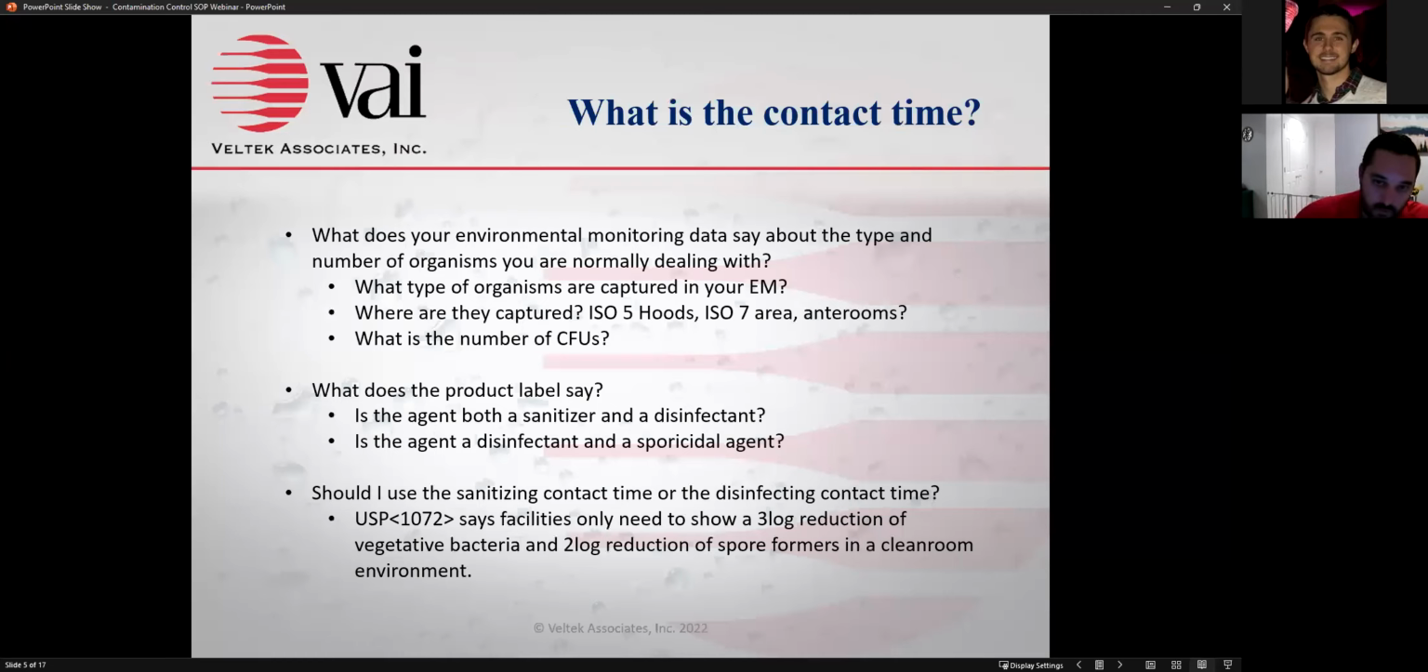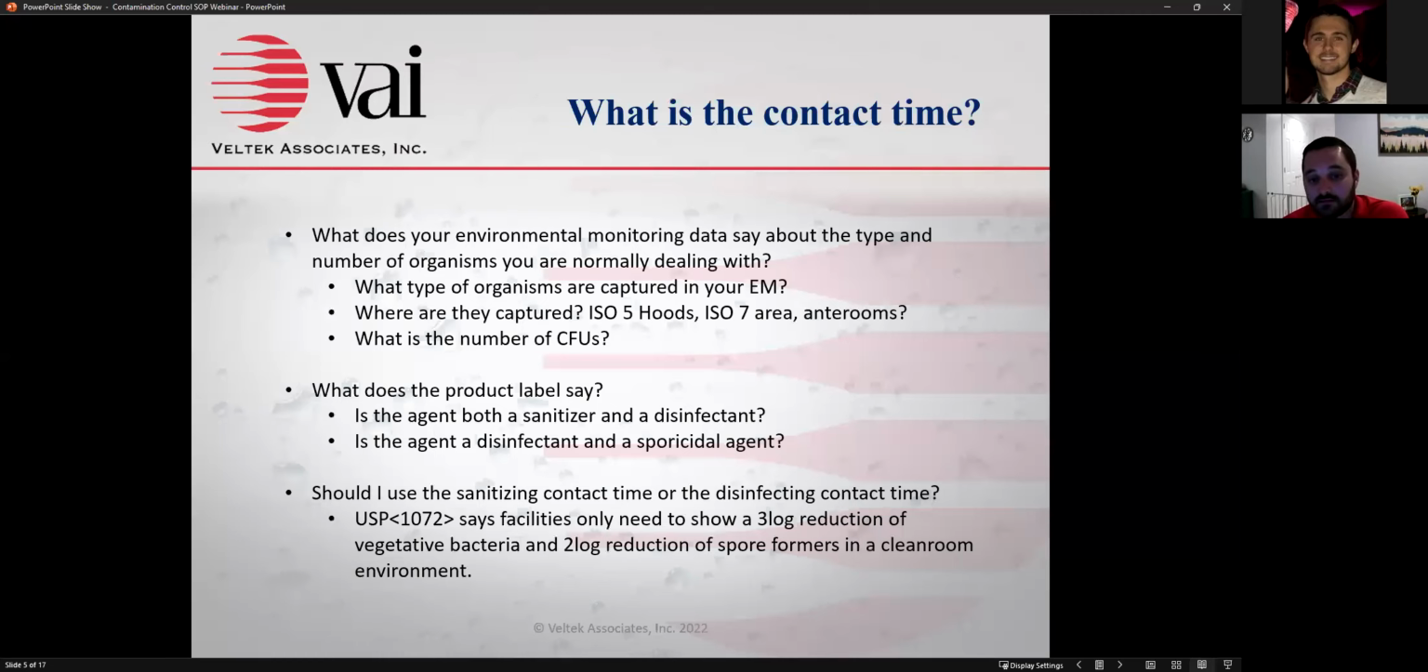And then this is the big one: what's the contact time? So if you do isolate something in your environmental monitoring, what's the number of CFUs that you're getting? Typically it's a very low number. If you're below 100 CFUs in a clean room environment, that's pretty typical. That sanitizing contact time might be enough. You're never really seeing more than that. And also, if you're not recovering anything, that says something about your program as well.